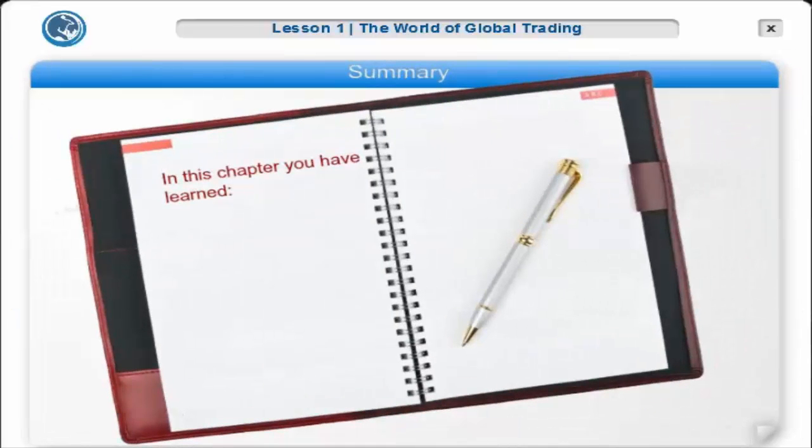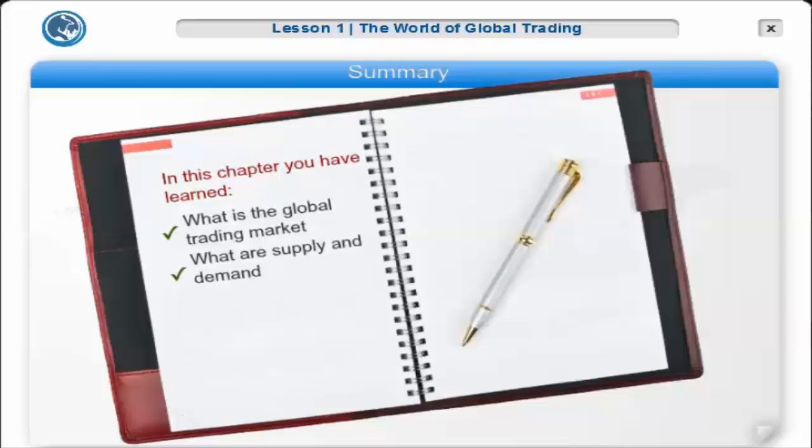In this chapter, you've learned about the global trading market, the assets that get traded, supply and demand, and the factors that influence the market. Several important terms which will be used later on have also been explained. Learning without practice is ineffective, which is why I recommend that you practice identifying the terms we've learned in this lesson on one of the real charts available on your trading platform.